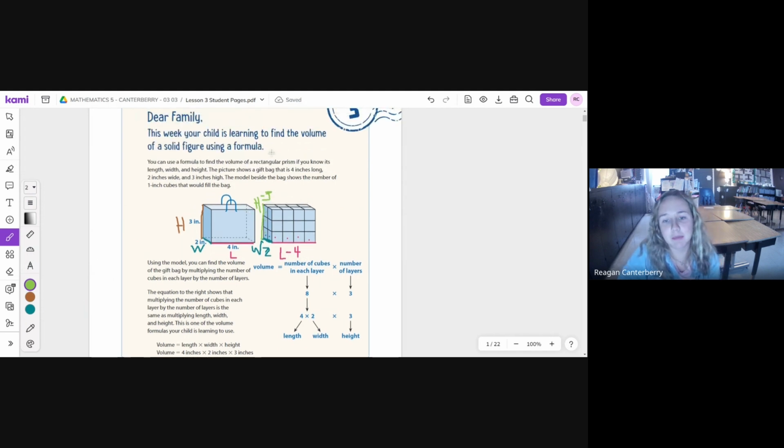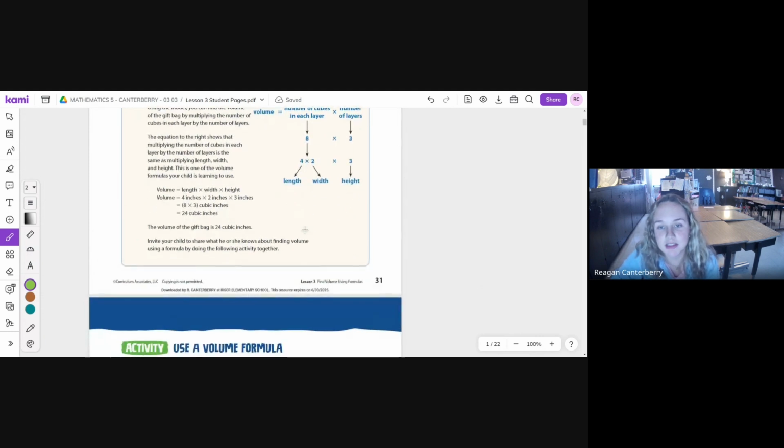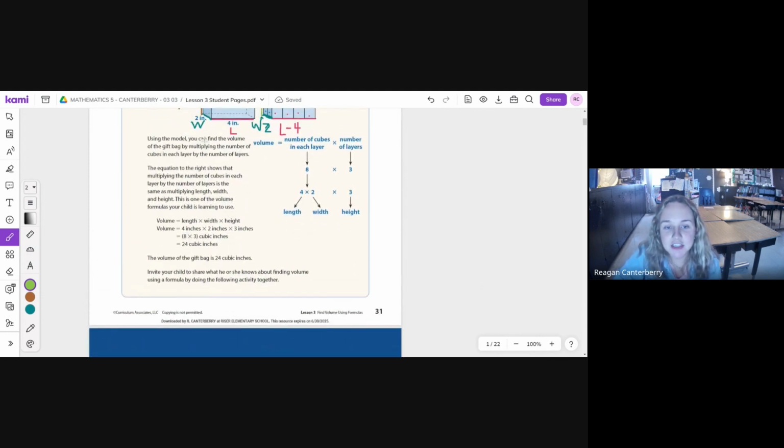So what will be happening is they will be getting word problems that give them some kind of scenario. Today they had a shopping bag that it was talking about, and they would find these dimensions. Some of them are still using different ways that we taught in lesson 1 and lesson 2, but I'm slowly trying to get them to move on to these formulas that we're learning. So it says, using the model, you can find the volume of the gift bag by multiplying the number of cubes in each layer by the number of layers.